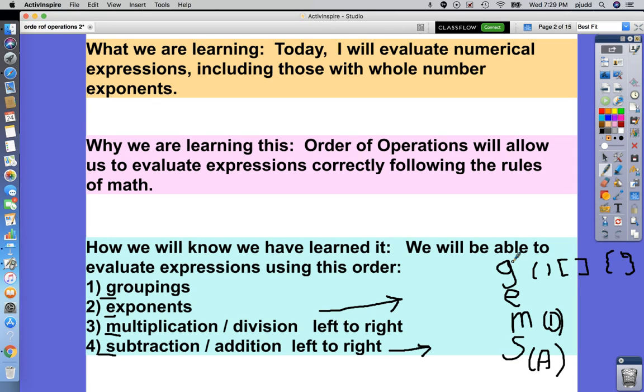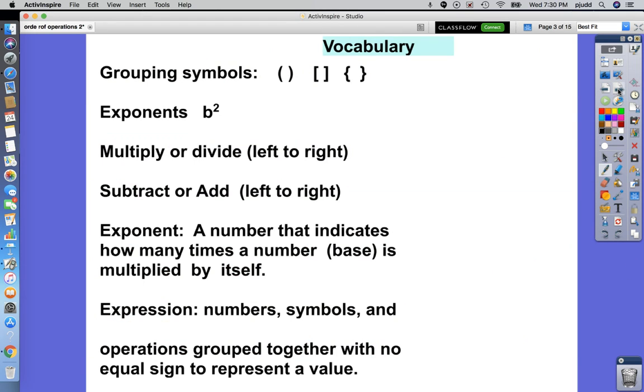First would be to look for clearing any groupings, then look for exponents, then look to see what you can multiply or divide, and then look to see what you can subtract or add. Now, vocabulary. Again, here are your grouping symbols. Exponents, we've done a lot of work with exponents. Multiply or divide, left to right. Subtract or add, left to right.